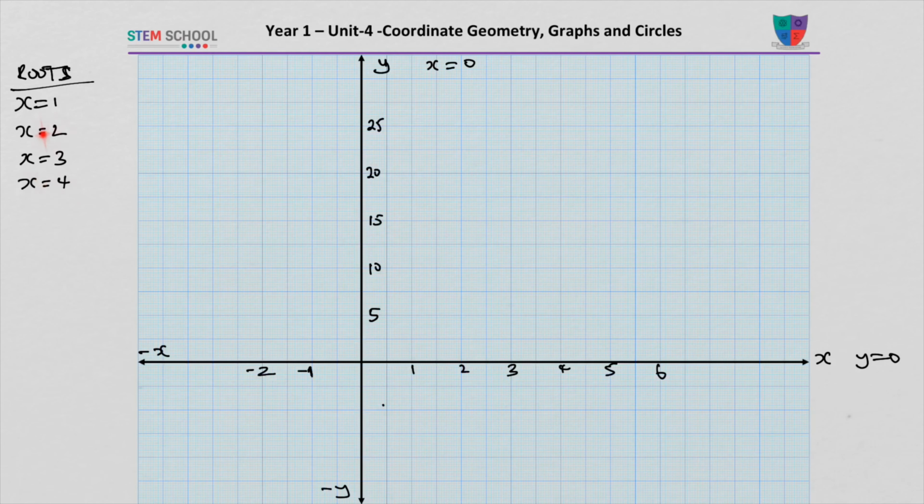So now we know the roots: x equals 1, x equals 2, x equals 3, x equals 4. To sketch, for x equals 1 we put 1 there. x equals 2 goes there. x equals 3, x equals 4. Those are the 4 roots. And it's crossing at 24, so that's 24 there. So that's how the curve is crossing. And that's how you sketch the curve.